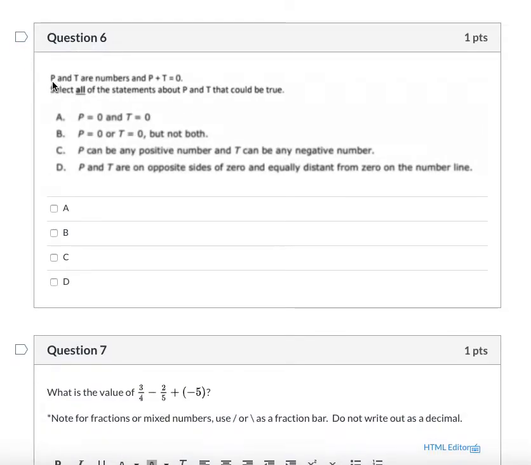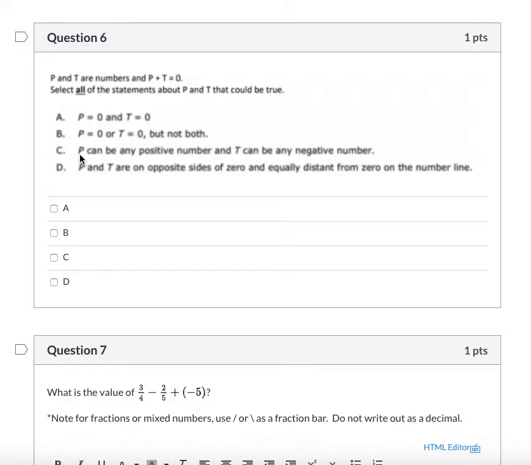Question 6. P and T are numbers, and P plus T equals 0. Select all of the statements about P and T that could be true. A. P equals 0 and T equals 0. B. P equals 0 or T equals 0, but not both.